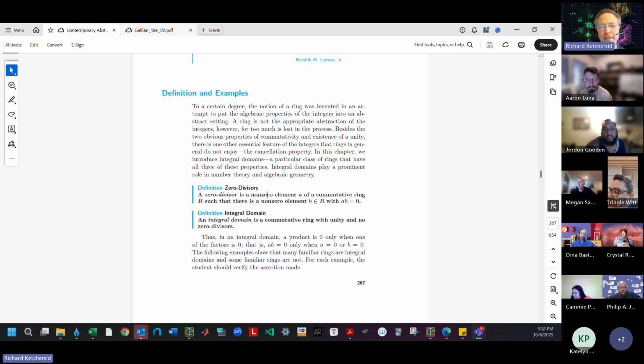Okay, so let's take a really simple ring like Z6, right? What are some zero divisors in Z6? 3 and 2. 3 and 2, right? Because 3 times 2 is 6, and that's 0 in Z6, right? So there's an example where you have zero divisors, right?